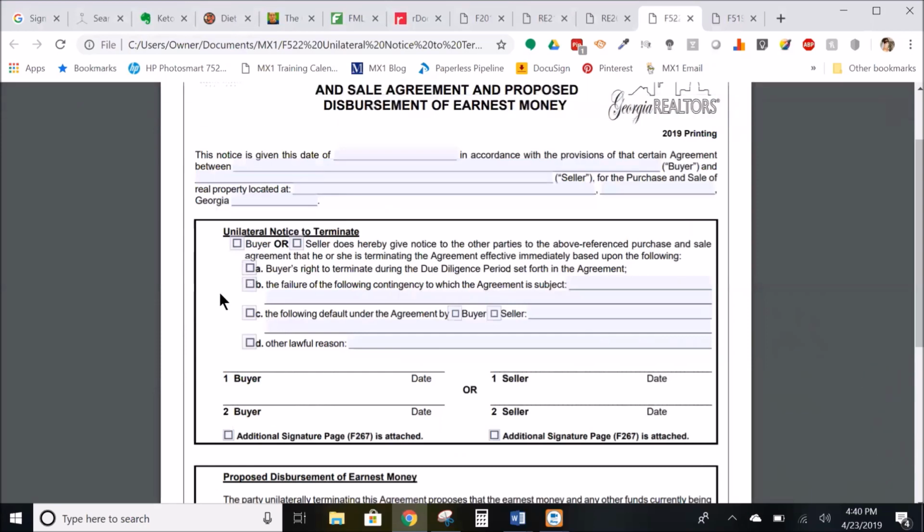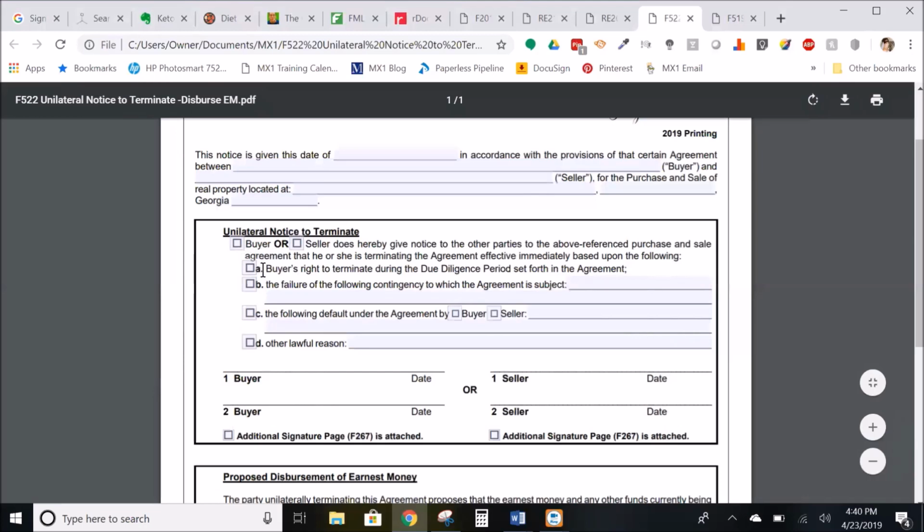So for example, if a buyer is terminating and they are terminating within their due diligence period that has not yet expired, all you need to do is check this box that says buyer's right to terminate during the due diligence period set forth in the agreement. You do not need a reason. You don't need to say it's because of the inspection or zoning or whatever reason. The seller has given the buyer the right to terminate for any or no reason. So all you complete is buyer's right to terminate during the due diligence period. Then you have your buyer sign it.